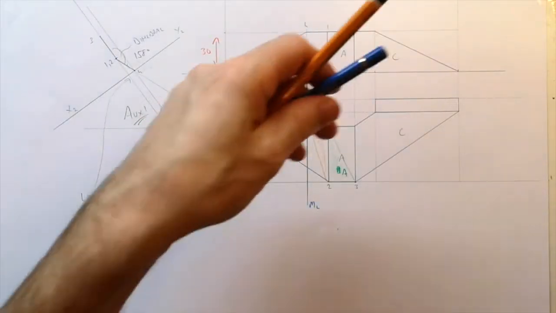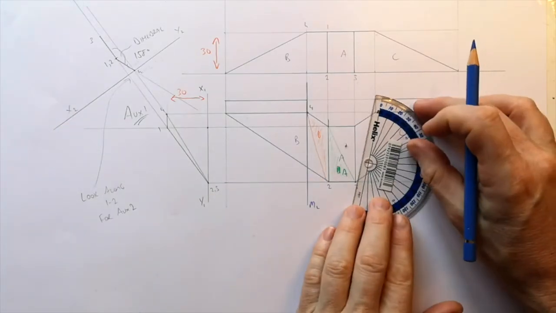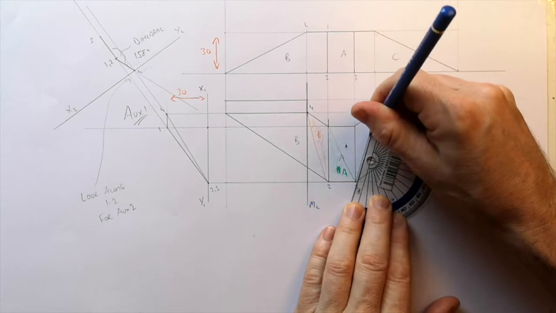Let's see what we have here. So we'll just pop that line again. I'll put that in blue just so we know what we're talking about. So that's the original. Okay, this is what we're trying to get the true length of.